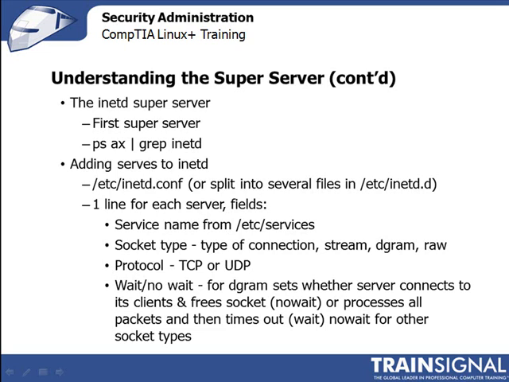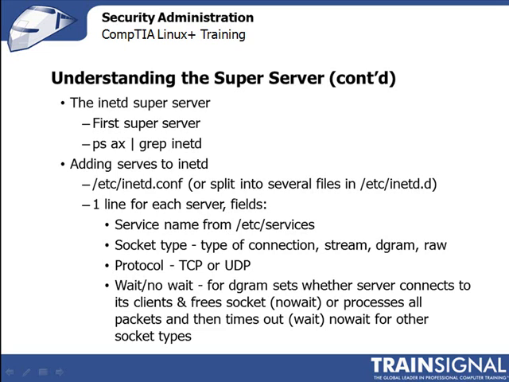So the next question is, how do you add servers to inetd? You do so through its configuration file, which you've probably guessed is stored in the /etc directory. The name of the file is inetd.conf. The format for this file has one line for each server with the following fields. The first is service name, and that's the service name as it appears in the /etc/services file.